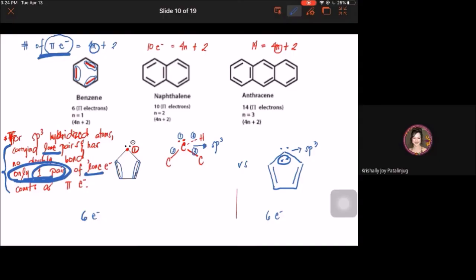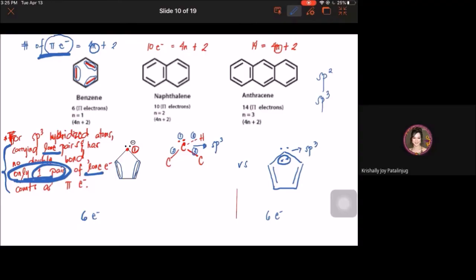You have to know how to determine if it is sp2 or sp3. Even just that, sp2 or sp3. You already know the hints. For sp2, it is carrying a double bond. For sp3, there are 4 electron groups surrounding the central atom, so it has a tetrahedral shape. Then that is sp3 hybridized.